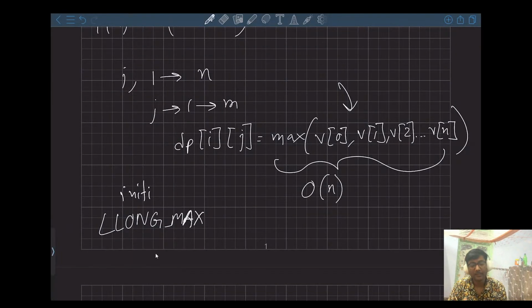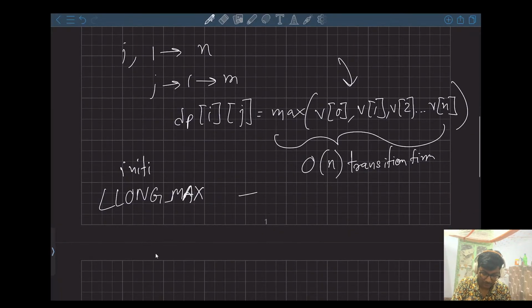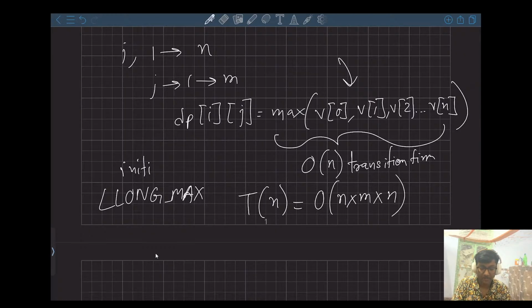So you can take the first element, and from the second element to the end, you just say that my new answer is the maximum of the previous answer and the current element. So this is an order of n transition, or transition time, I should say. In this case, my time complexity is order of n times m times n again, because every transition takes order of n time.